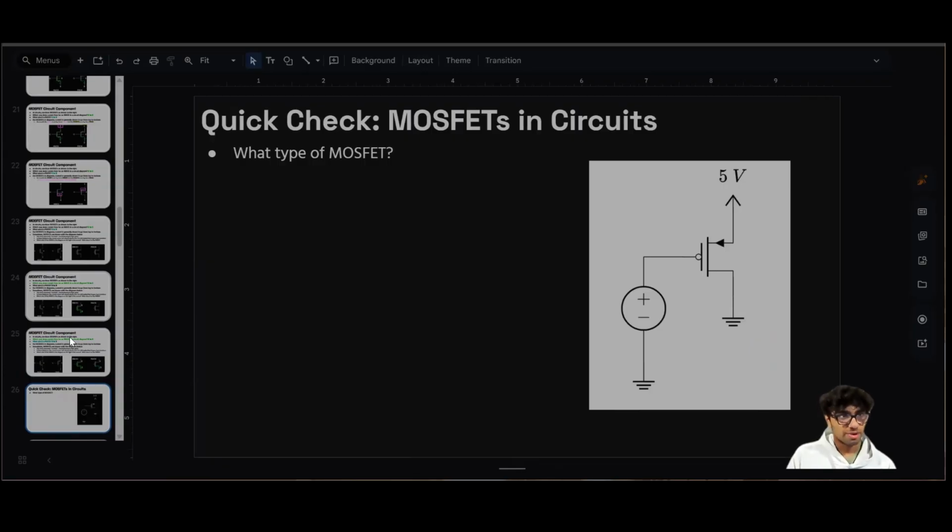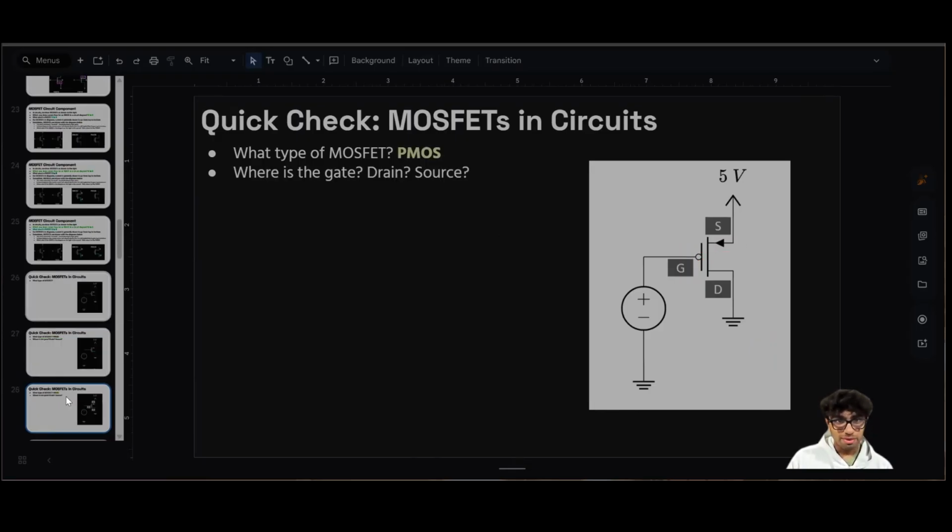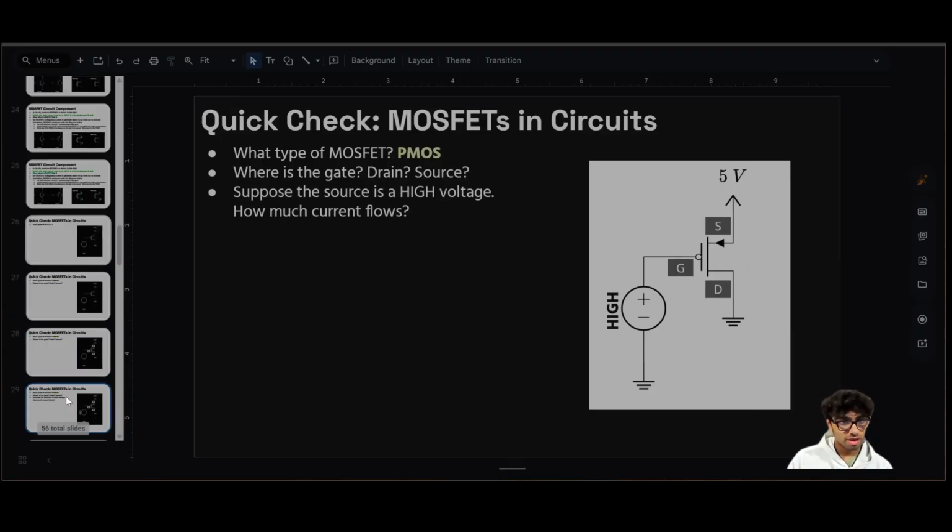So let's do a quick check. What type of MOSFET is this? This is a PMOS. You can tell both due to the inversion bubble, but also due to the fact that the arrow's on top. Where's the gate? Where's the drain? Where's the source? Well, right there as labeled.